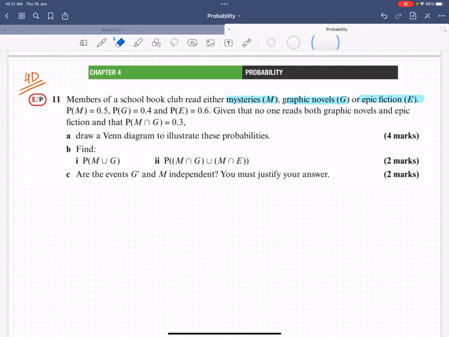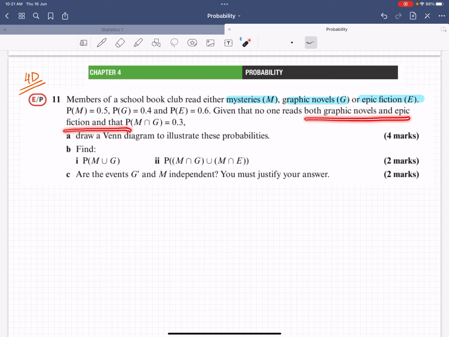Exercise 4D, question number 11. Members of a school book club read either mysteries, graphic novels, or epic fiction. Probability of mysteries is 0.5, probability of graphic novel is 0.4, and probability of epic fiction is 0.6. Given that no one reads both graphic novel and epic fiction, let's start our Venn diagram with this information.